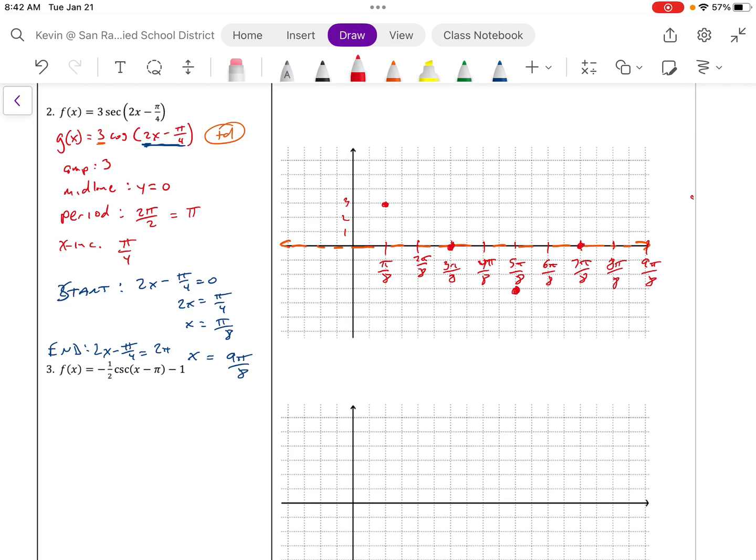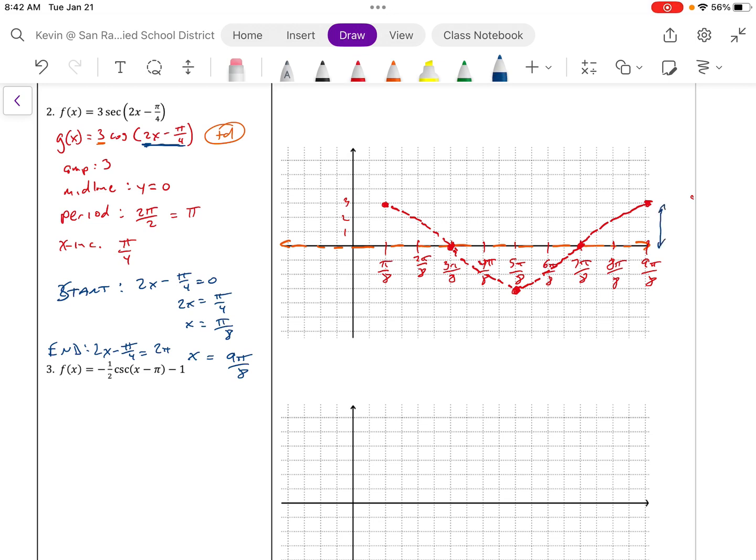Okay. And then I'm going to be back over here, and then I'm going to end at my max. So I start at my max because it's cosine. And then I go to midline. I come down here to my min. I come up here to my midline, and I end at my max.